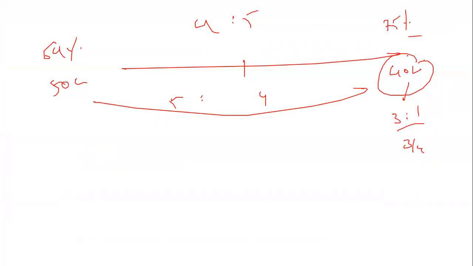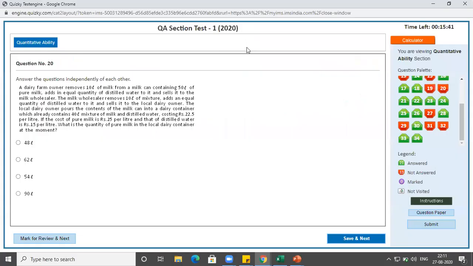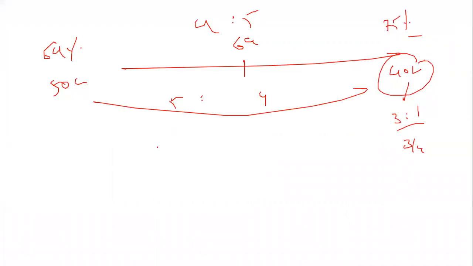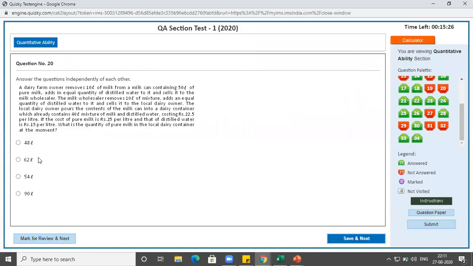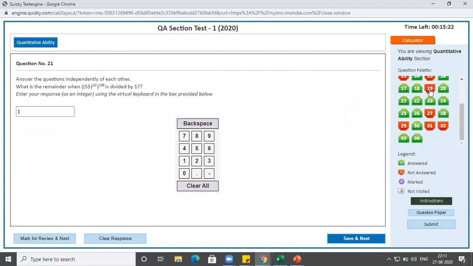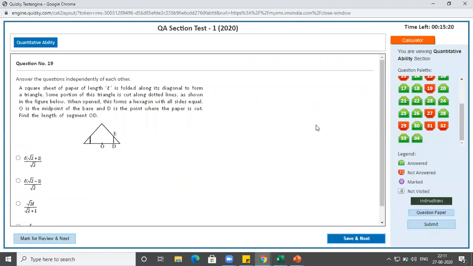75, and so 3 and 4, it has to be 75. So this is going to be 68 point something, say around 69. Okay, what is the quantity of pure milk in the container? Okay, 69 liters. I mean, of 90 liters, right? So one reduce from 63 point something, closest is 62.